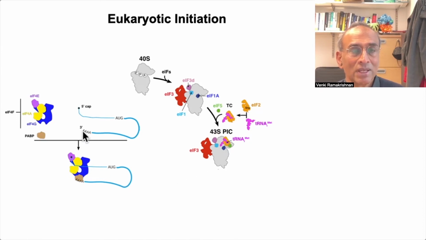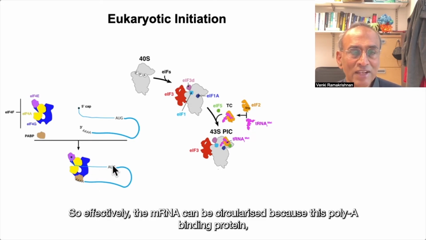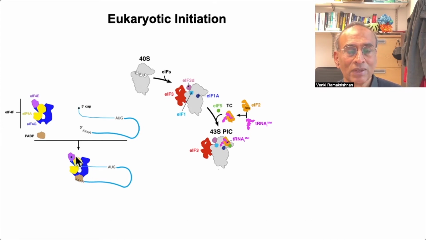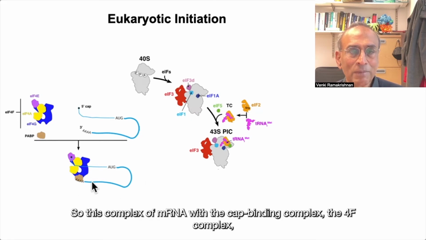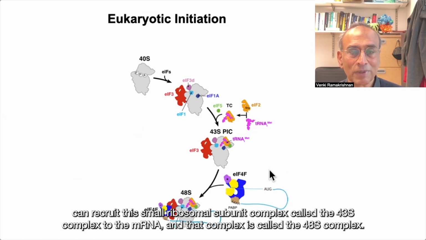pre-initiation complex. Now, the poly-A tail is also bound by a protein called PABP, poly-A binding protein. So effectively, the mRNA can be circularized because there's evidence that this poly-A binding protein can interact with EIF4G. So this complex of mRNA with the cap binding complex, the 4F complex, can recruit this small ribosomal subunit complex called the 43S complex to the mRNA, and that complex is called the 48S complex.